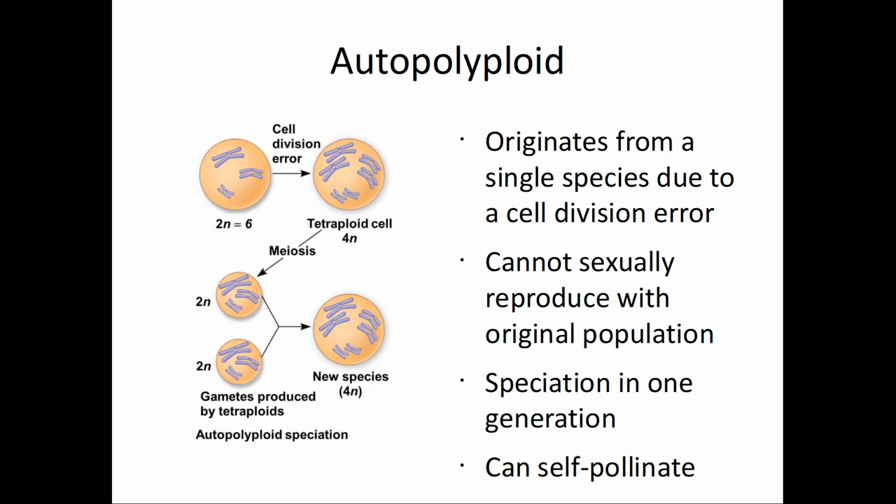So autopolyploidy originates from a single species due to a cell division error. They cannot sexually reproduce with the original population. Speciation occurs in one generation, but they can self-pollinate. So you see this happening a lot in plants.